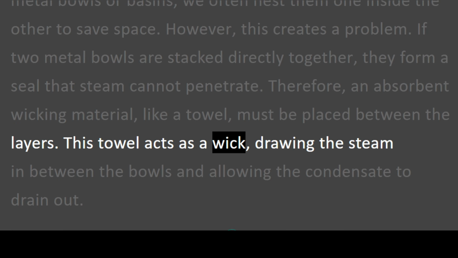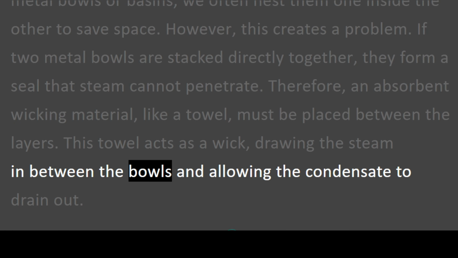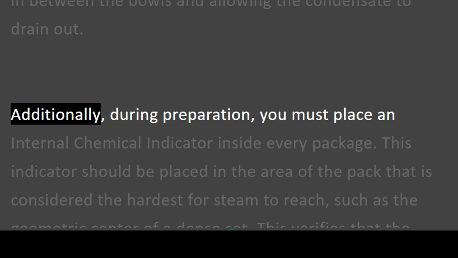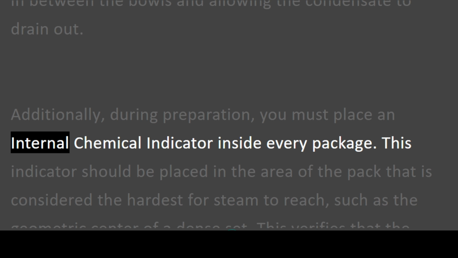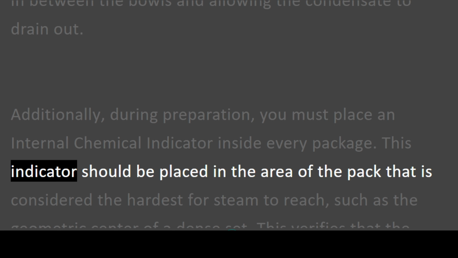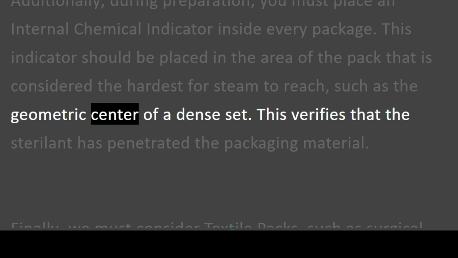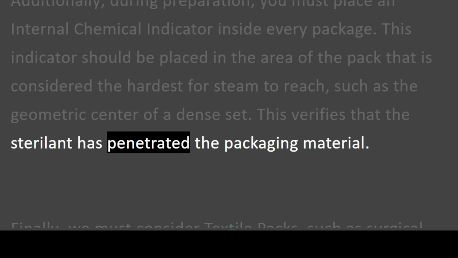This towel acts as a wick, drawing the steam in between the bowls and allowing the condensate to drain out. Additionally, during preparation, you must place an internal chemical indicator inside every package. This indicator should be placed in the area of the pack that is considered the hardest for steam to reach, such as the geometric center of a dense set. This verifies that the sterilant has penetrated the packaging material.